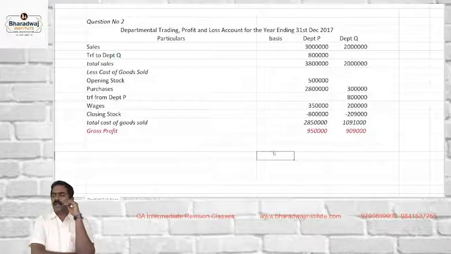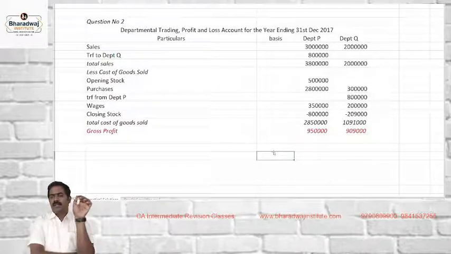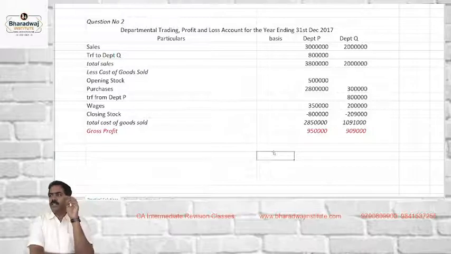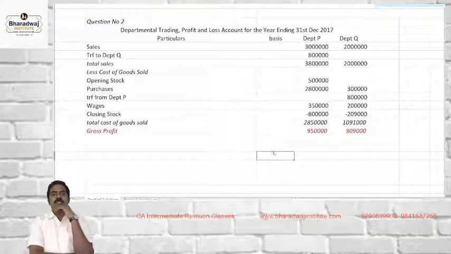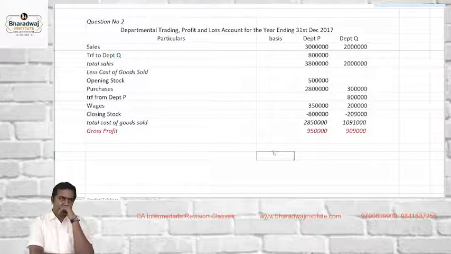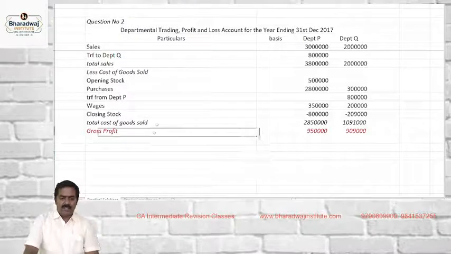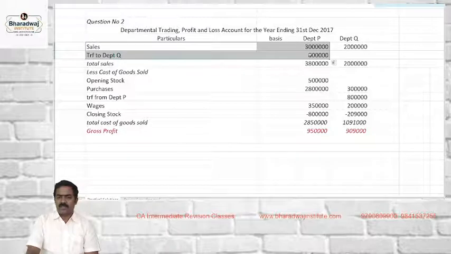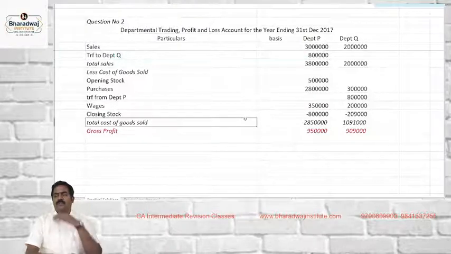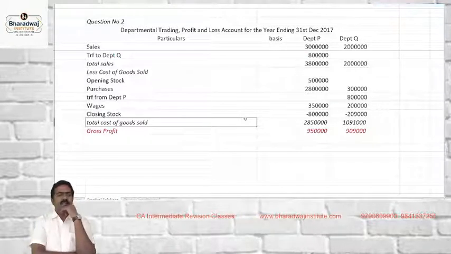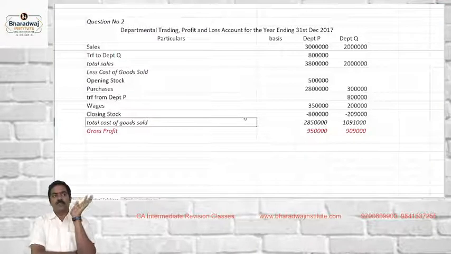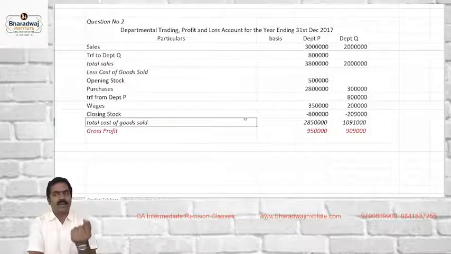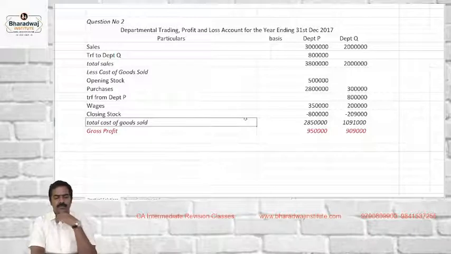9,50,000 and 9,09,000. Nearby, you can work out the GP ratio. What is the GP ratio? How to work out the GP ratio? Gross profit is 9,50,000 divided by sales plus transfer into 100. Gross profit divided by sales plus transfer. This will be useful for us in the future for calculating which one? Stock reserve.